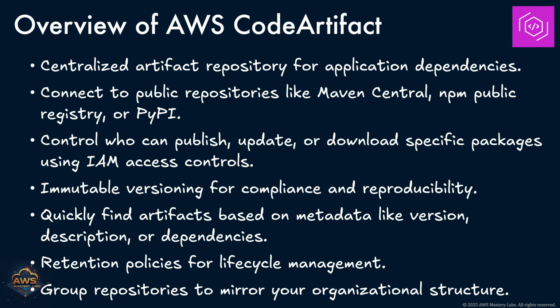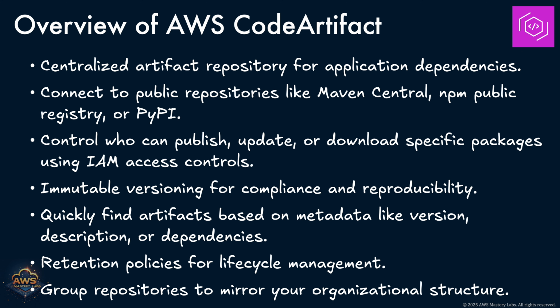Security is built in from the ground up. With fine-grained access control using IAM, you can specify exactly who can publish, update, or download packages. This is critical in large teams or organizations that need strict control over software supply chains. To ensure compliance and build reproducibility, Code Artifact enforces immutable versioning. Once a package version is published, it cannot be modified, helping you maintain reliable, repeatable builds and a consistent history of changes.